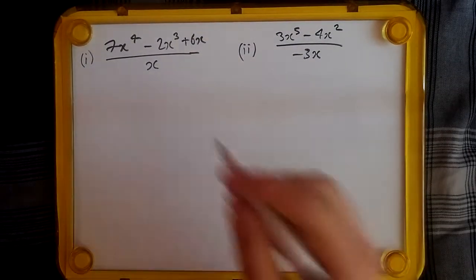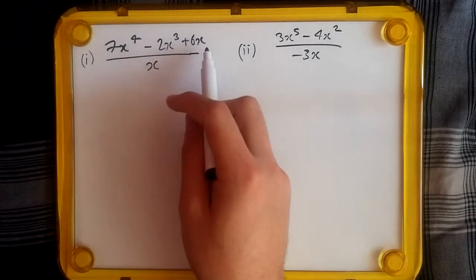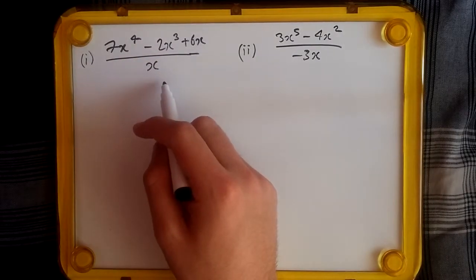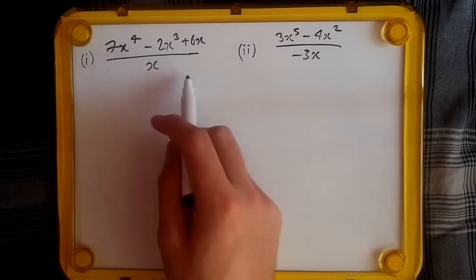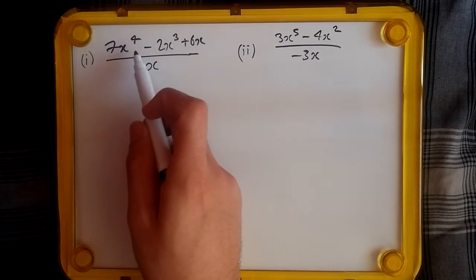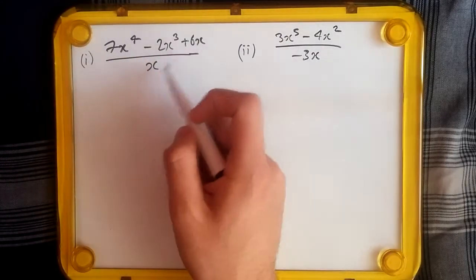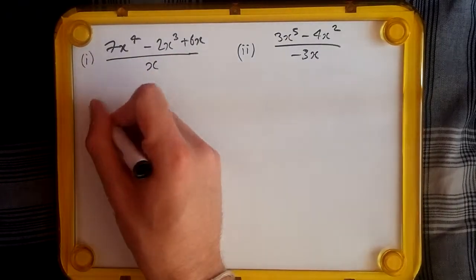The idea is that when you're dividing an algebraic expression by a single term, you're going to have to split this fraction into each individual term. So for example, we're going to have 7x to the power 4 divided by x, minus 2x cubed divided by x, plus 6x divided by x. So let's have a crack.